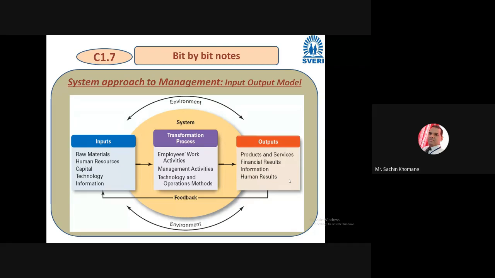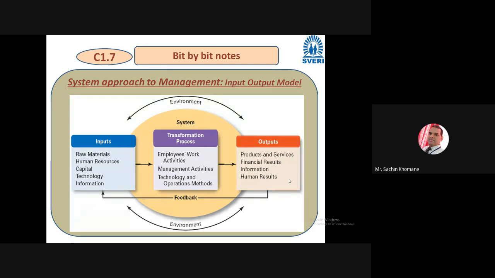And that input you are transforming with the help of the transformation process, like you are getting work done from your employees. Employees are doing certain activities, they are operating machineries. Then managers are managing various activities in the organization with the help of technology. They are transforming, they are processing, in short. You are processing the input and you are getting output, and output may be product, service, financial result, information, or human resource result, satisfaction, like that.